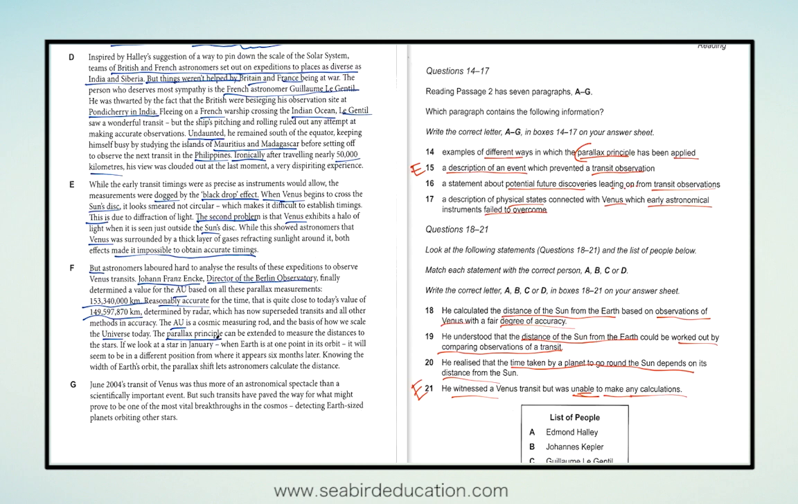Parallax principle can be extended. I'm doing that because different ways. Okay, here we've got which paragraph contains a problem. So that's F, because that parallax principle can be extended to do these other things. Also, this type of punctuation, em dashes, are useful. They often explain quite important information between them. Buts have paved the way for what might be described as the vital break for detecting Earth-sized planets.